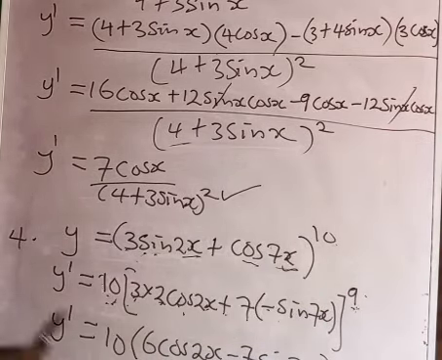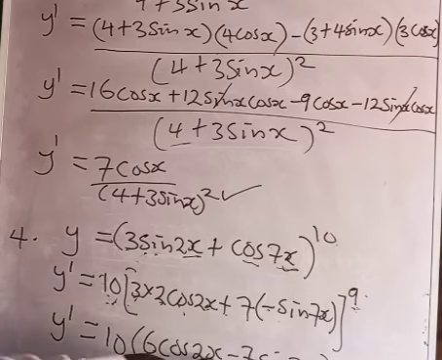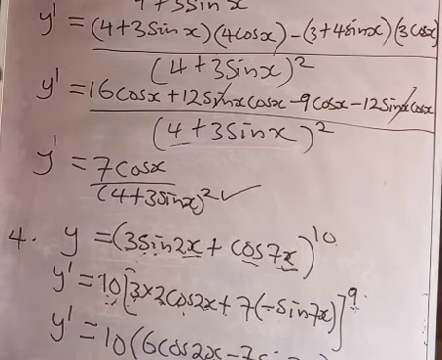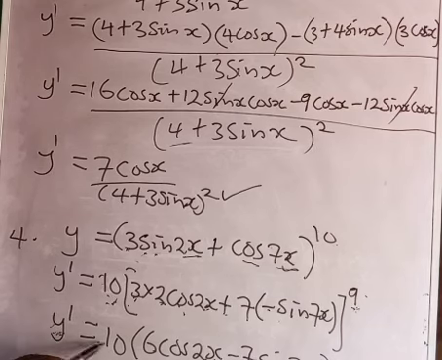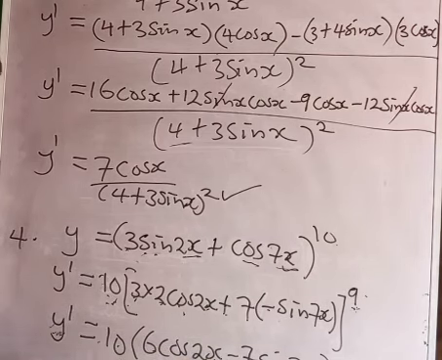Of course, 3 times 2 is 6, cos 2x, then plus times minus, minus 7 sine 7x. So the final result is what I'm looking for. Y prime equal to 10 into 6 cos 2x minus 7 sine 7x all raised to 9.